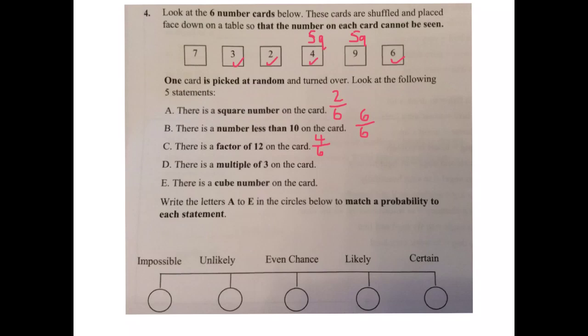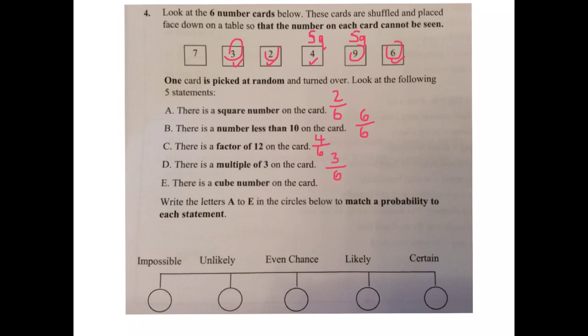Next statement. There is a multiple of 3, so it's in the 3 times tables. Again, there's 6 cards. Let's see how many of them are in the 3 times tables. 1, 2, 3. 3 of them.